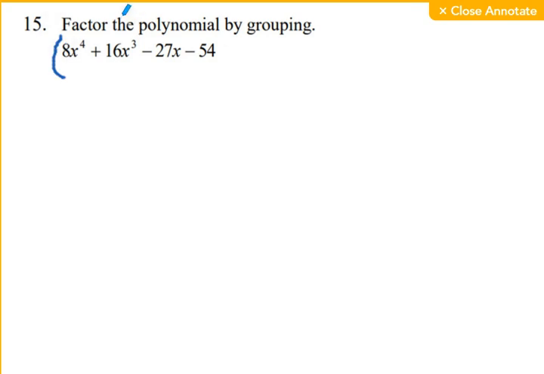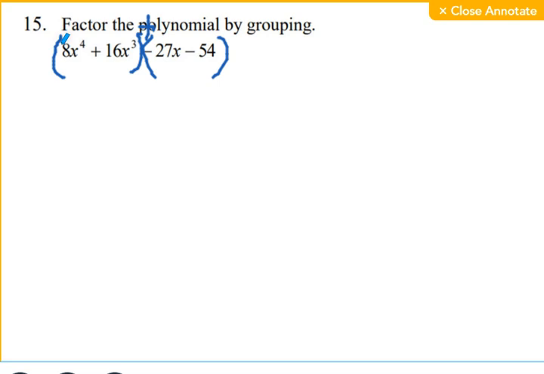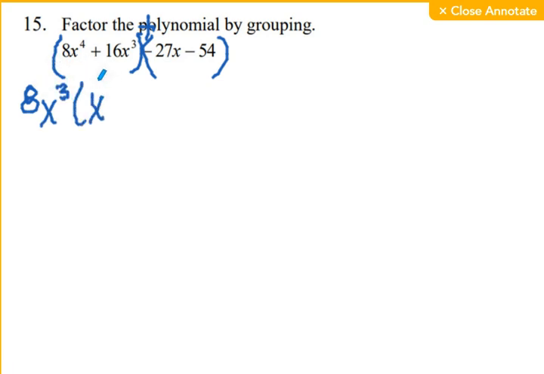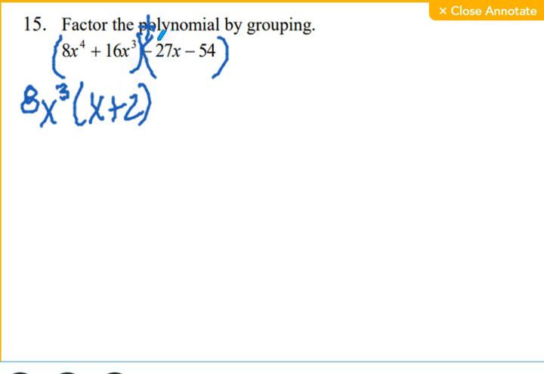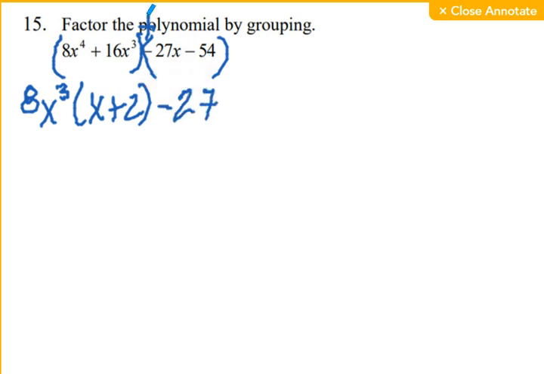So we start with these two and these two. Put a little plus sign right there. So GCF for the first two is 8x to the what? Third, and we're left with x plus 2. So far so good? All right, for the second two, GCF is negative 27. Yes, because the first one has a negative, so it's negative 27. We're left with x plus 2.